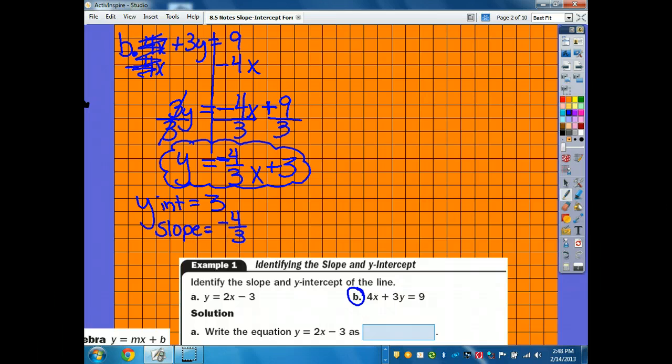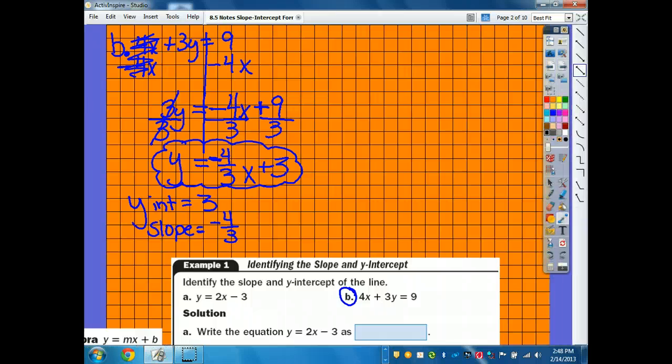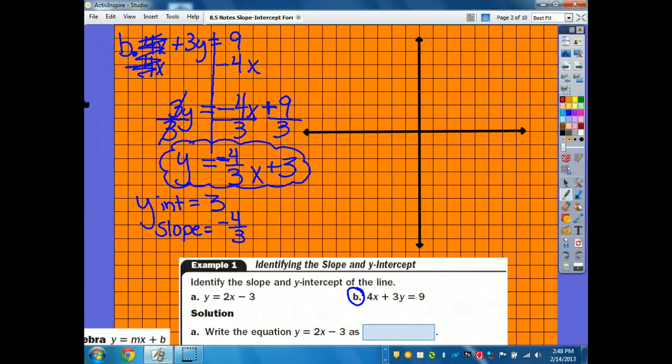Now we can graph it. Where do I start? Oh, this graph is so big. Where should I start? Y-axis. At the very middle, the origin? Put a dot here? What do you want me to do? At the y-intercept. Go where? Up, down, left, or right? Up. Up 3. Perfect, because our y-intercept is a positive 3. So on the y, we start right there.